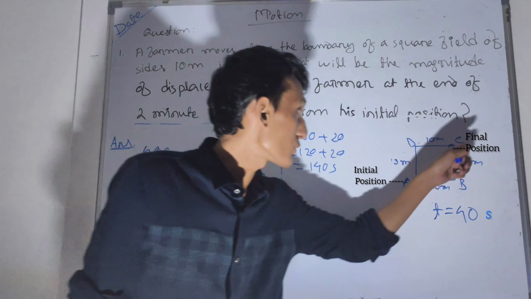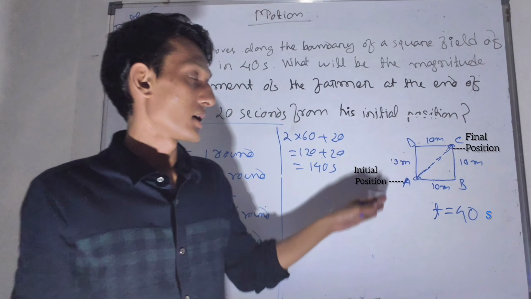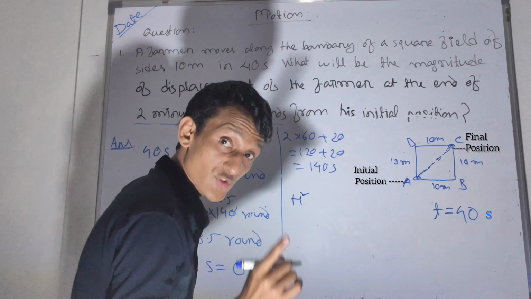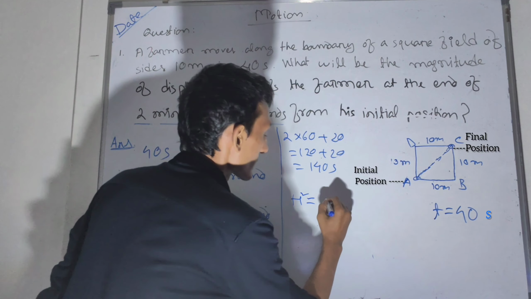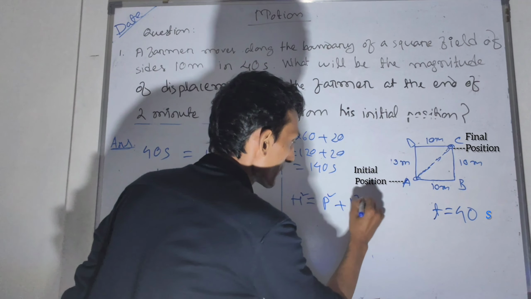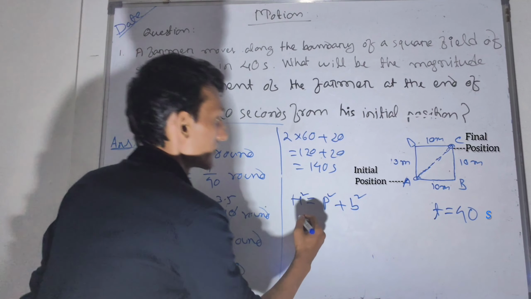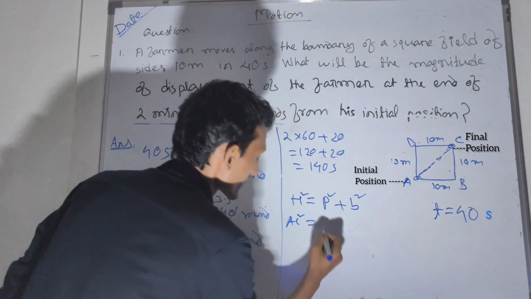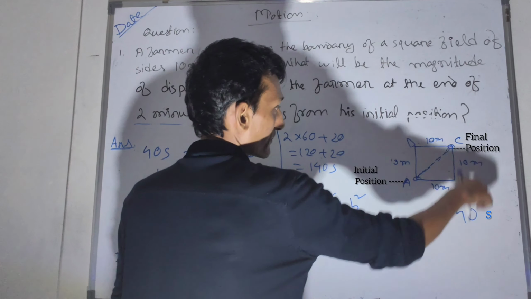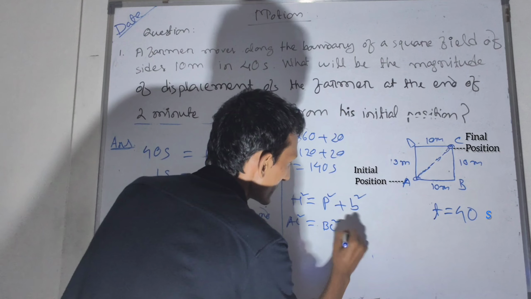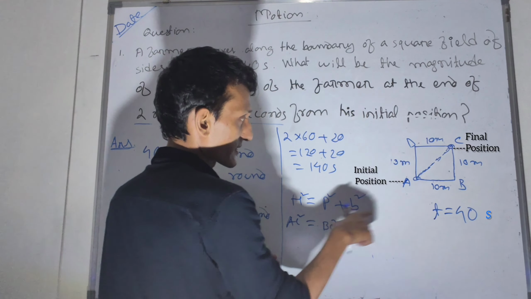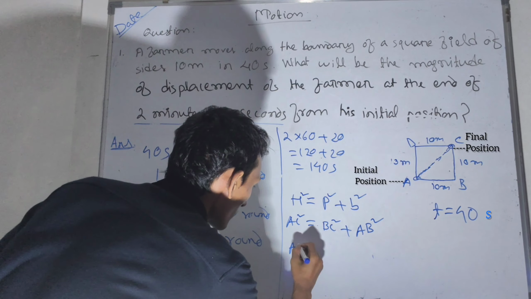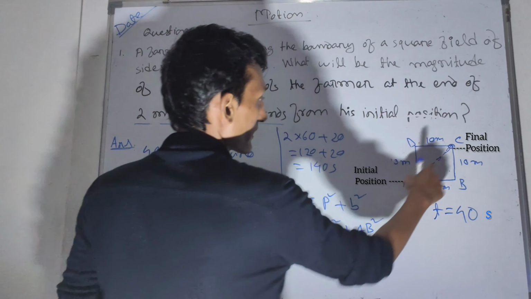A to C, with sides 10 meters, 10 meters. We have a formula for this kind of right angle triangle: hypotenuse square is equal to perpendicular square plus base square. Now the hypotenuse is AC, so AC whole square plus perpendicular BC whole square plus base AB whole square. Now we can find the distance AC. We have to find AC.